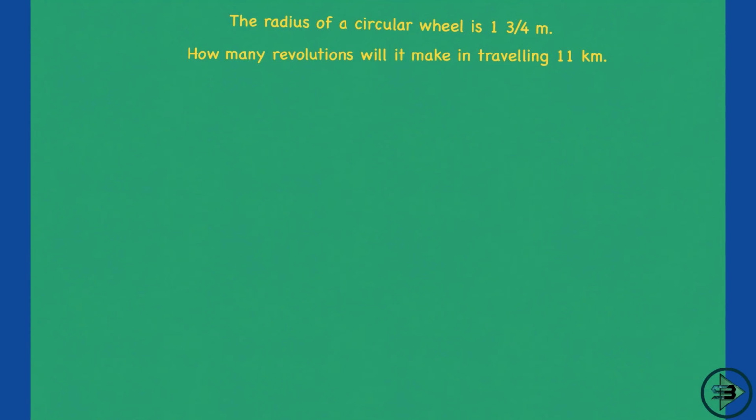Okay, so this is the first problem that we have, and what is being given here? The radius of a circular wheel is 1 3/4. This is not written here, but this is 1 3/4, which means, you can also say, 1/4 is 25, into 3 is 1.75. Okay, this is what is given here. How many revolutions will it make in traveling 11 kilometers? So how many revolutions will it make in traveling 11 kilometers?